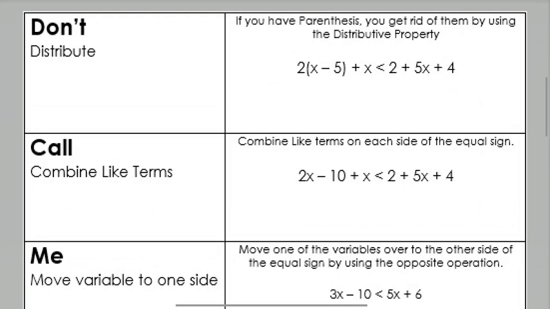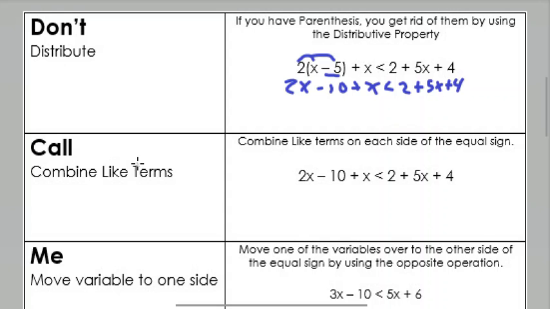If I have parentheses, get rid of them using the distributive property. That means I take this number on the outside of my parentheses and I multiply it by the numbers on the inside of the parentheses. So 2 times x would be 2x. 2 times negative 5 would be negative 10. And then I can bring everything else down, because then I'm done with all my parentheses. All my parentheses will be gone then.